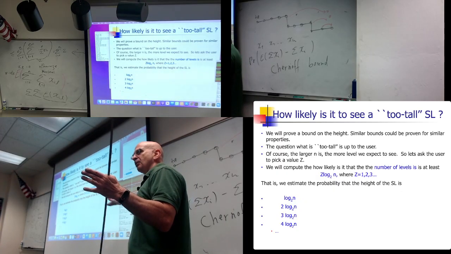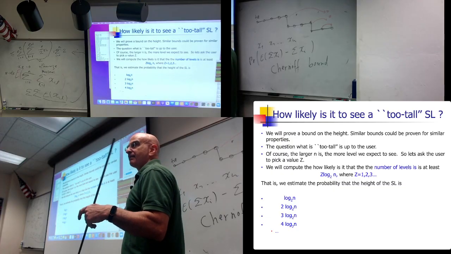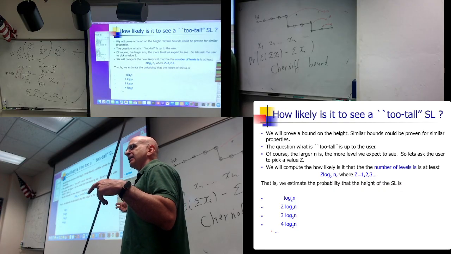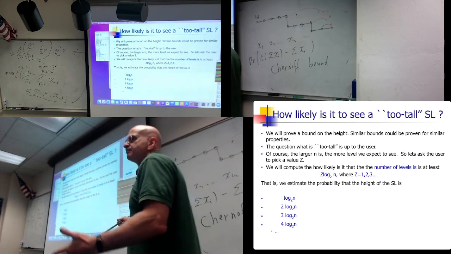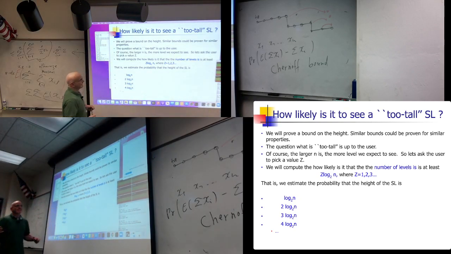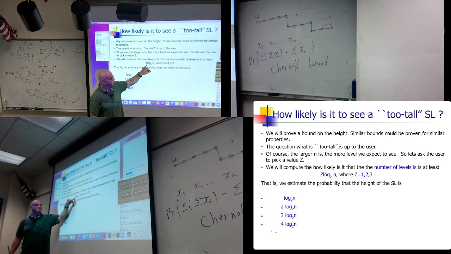We hand wave about it. We said in the lowest level, I have n. Level above it, I have n over 2. Level above it, n over 4. So it makes sense that after log n, log to the base 2 of n many levels, I'm running out of elements. But it's completely hand wave. Let's try to be more formal. Log n is what we are expecting to find.